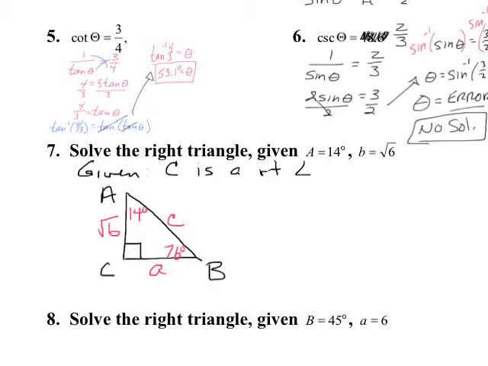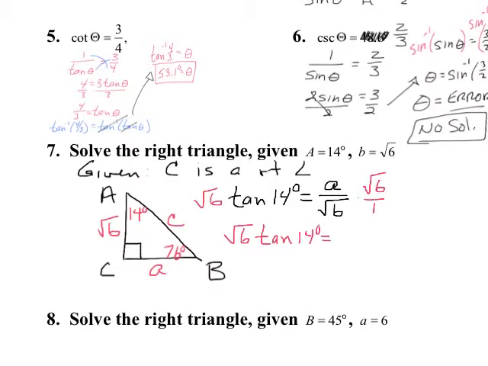So let's say I use tangent. If I want to do tangent, I'm going to use this angle. Tangent is opposite over adjacent. So an equation I can come up with is tangent of 14 degrees equals opposite over adjacent, just like that. Now, to solve that, I'm going to put it in calculator ready form. So I'm going to multiply both sides by root 6. So I get root 6 tan 14 degrees equals A.